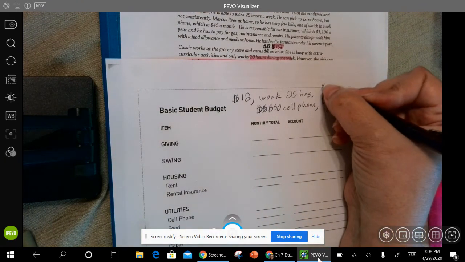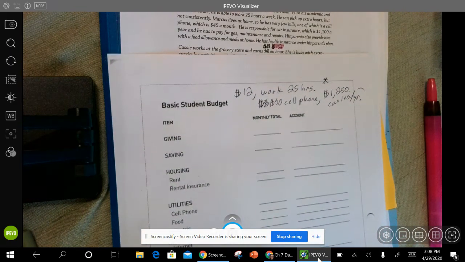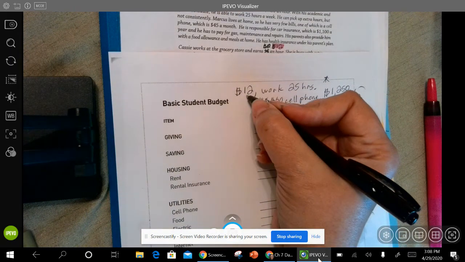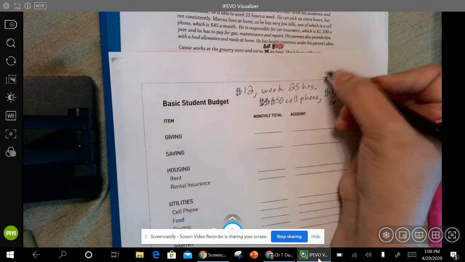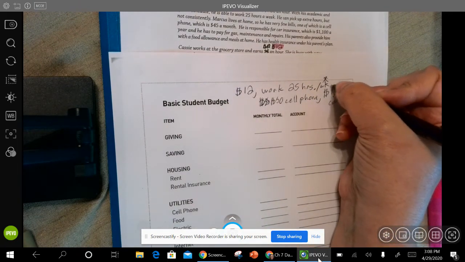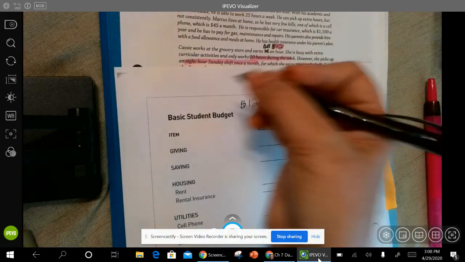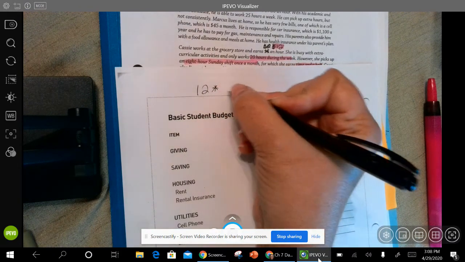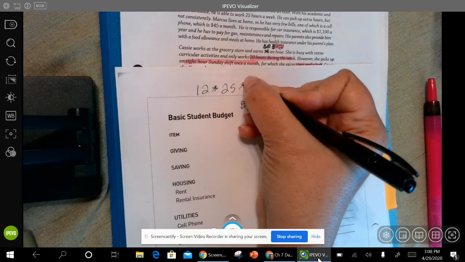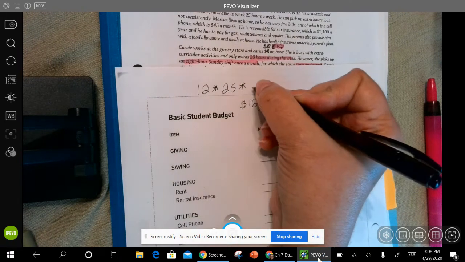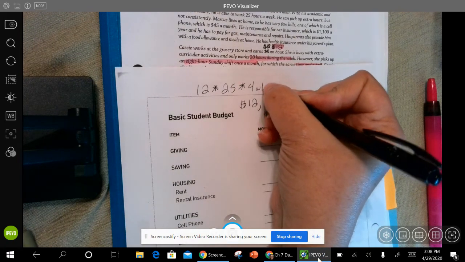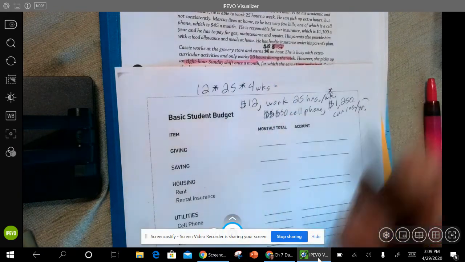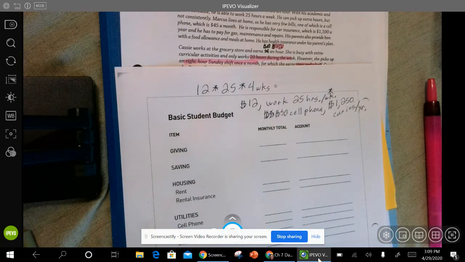So you have to take care of your car. Okay, so let's do that example, everybody. So it's going to be a week, that's how much you work a week. We're just going to say that you're working 12 dollars an hour times 25 hours times 4 weeks. Okay, so we're okay with doing it like that.